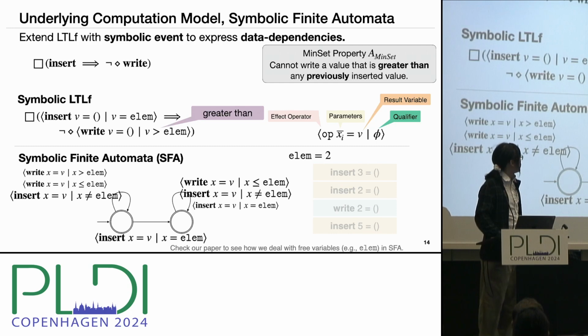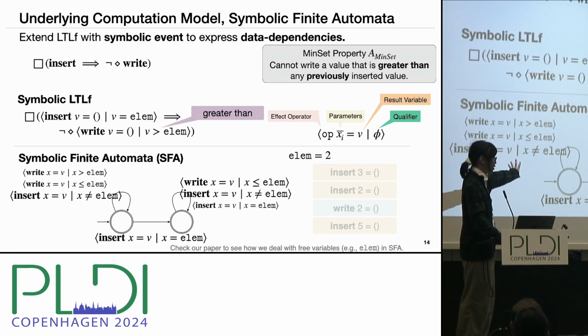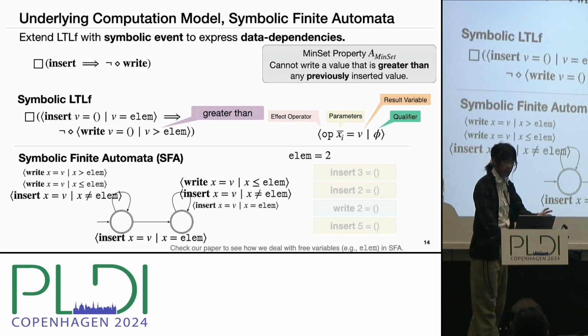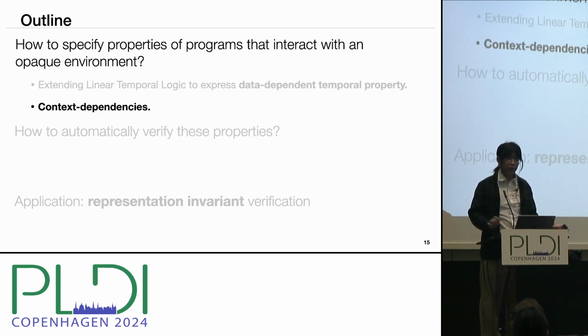Okay, the second, so you can see there is an element, it's a free variable in the symbolic automaton. You can check the details in our paper, how we deal with it. So the second interesting point I want to talk about is the context dependency.